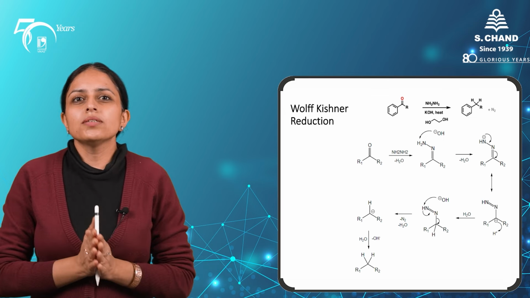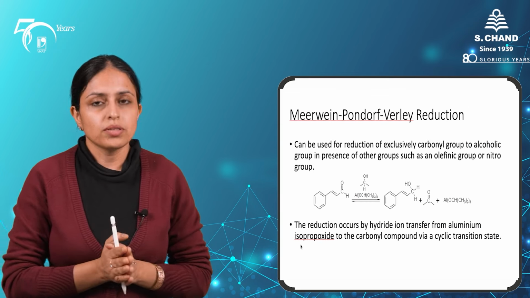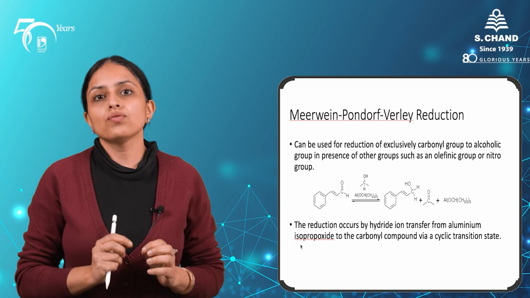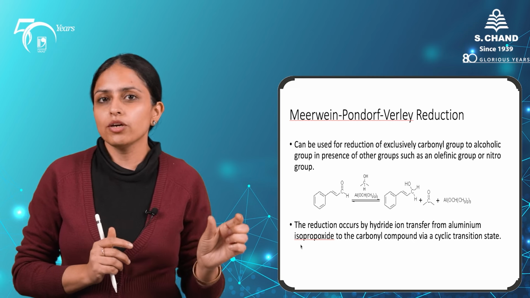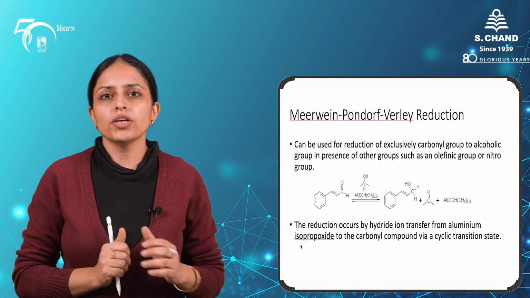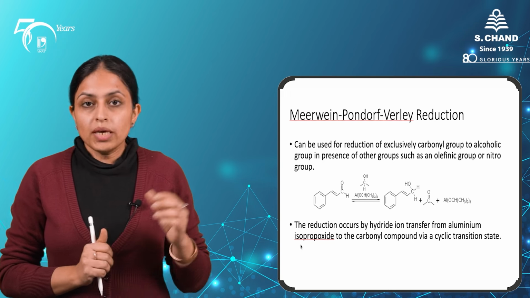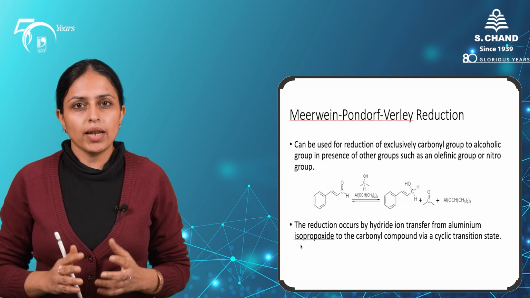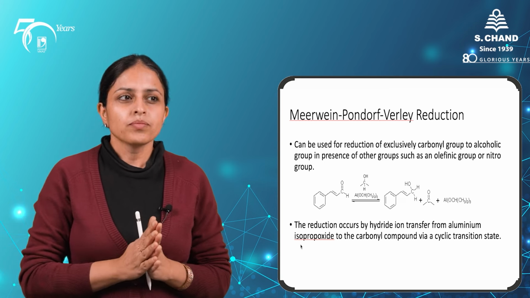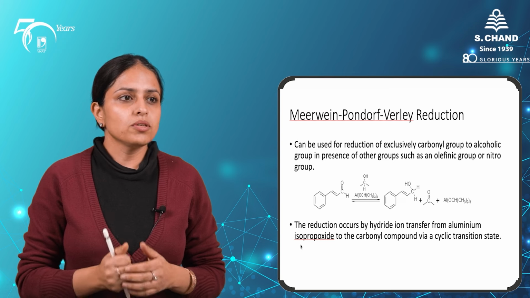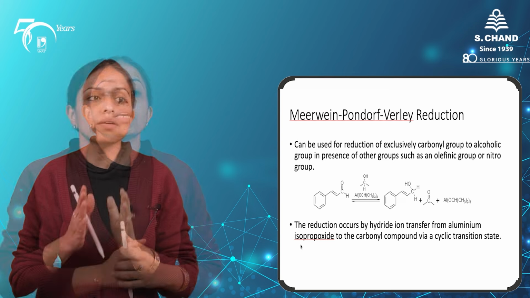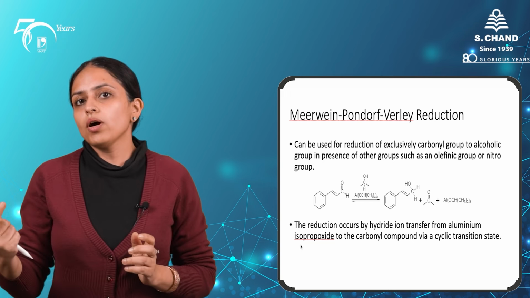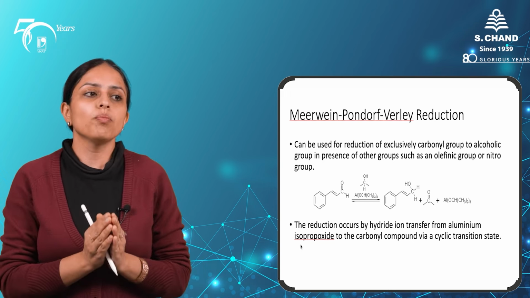And the last reaction is Meerwein-Ponndorf-Verley reduction. This is the opposite of Oppenauer oxidation. This reaction is used for the reduction of those carbonyl compounds which have an olefinic group present in the molecule, and to keep this olefinic group unaffected we use aluminium isopropoxide in the presence of isopropyl alcohol to give the corresponding olefinic alcohol. So this is the product of this reaction. This is the exclusive reagent to convert a carbonyl group into the alcohol group, keeping the olefinic group intact.